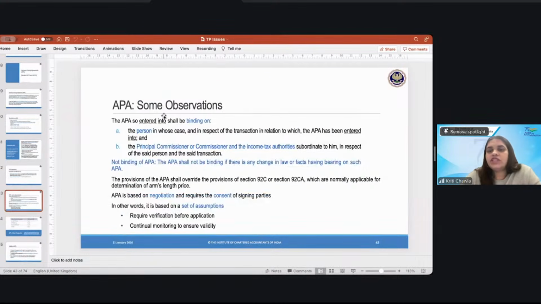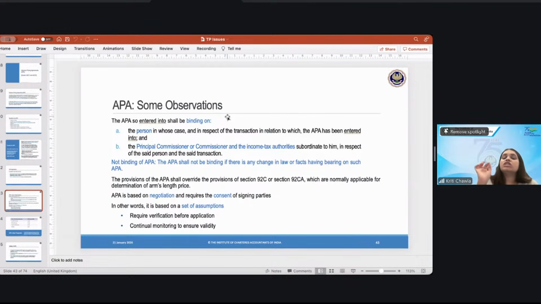These are some of the observations that are there for an APA. Now, when you take an APA and you sit with the tax authorities, what will it be binding on? Well, it's going to be obviously binding on the person who's entered into that kind of transaction, who's actually taken that particular APA. And it's also going to be applicable on PCIT or the Commissioner of Income Tax authorities.